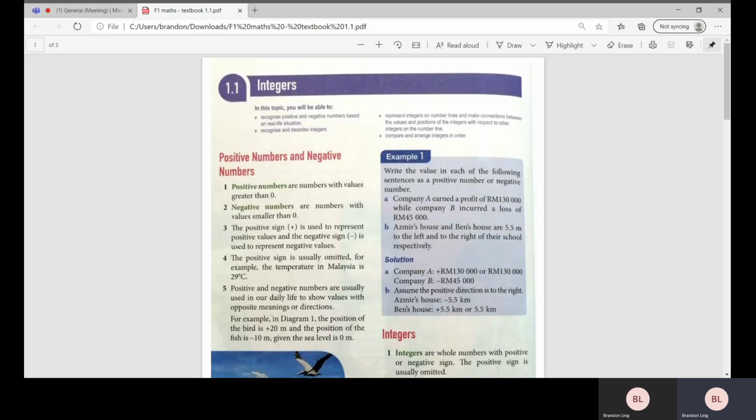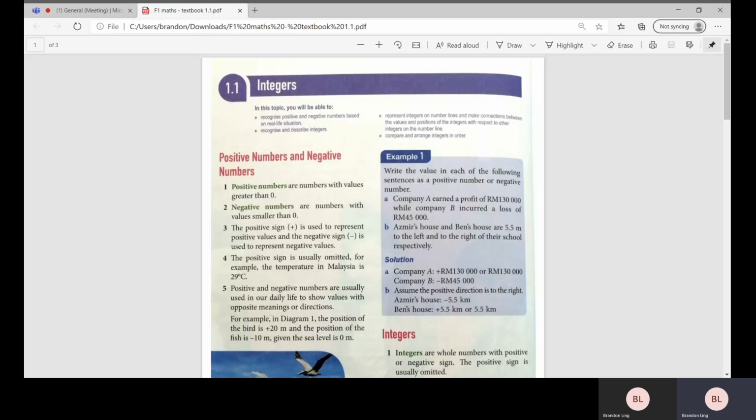Chapter 1.1, integers. On your left side, you can see positive numbers and negative numbers. Positive numbers are numbers with values greater than 0. So it is what you have learned before: 1, 2, 3, 4, 100, 1000, 1 million. These are numbers which are greater than 0 and they are positive values.